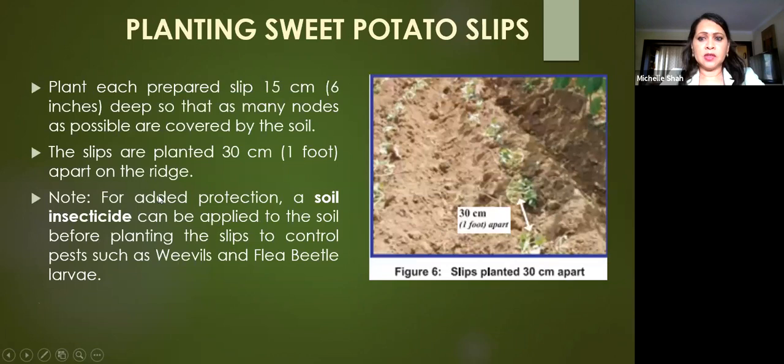Sweet potato slips. Plant each prepared slip 6 inches deep so that as many nodes as possible are covered by the soil. The slips are planted 1 foot apart on the ridge. And note, for added protection, a soil insecticide is applied to the soil before planting the slips to control pests such as weevils and flea beetle larvae. So the slips are planted 1 foot apart on the ridges itself.